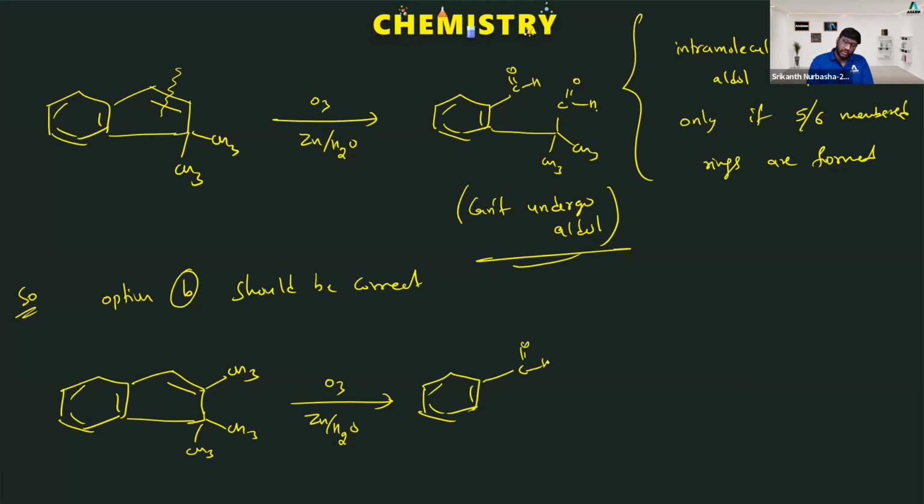C=OH, CH3, CH3, C=O CH3. Will it undergo intramolecular aldol? With respect to this C=O, alpha carbon is there and the alpha hydrogen is there. If this carbon attacks this particular carbon, it will form 1, 2, 3, 4, 5, 6. A 6-member ring is formed. So whenever you treat this with OH minus, it will form a compound in this manner.